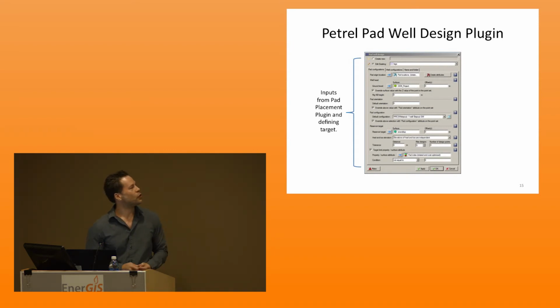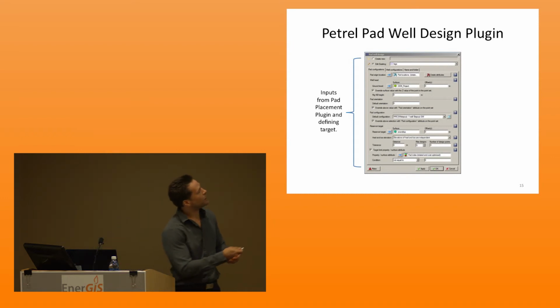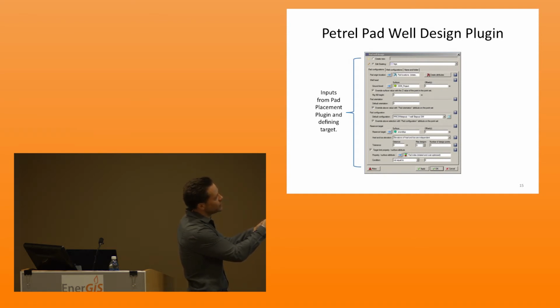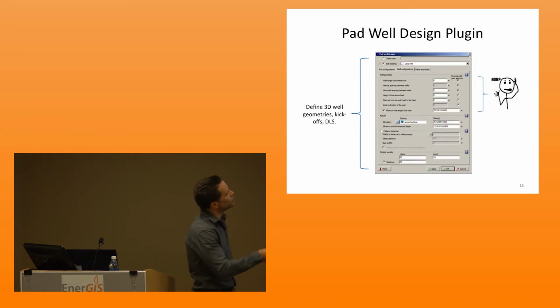Okay, so once that's created, that output is put into the second plugin, which is the well design plugin. On this tab, you take the pad locations that you just created. It's basically just a point file. That's input here. You choose your ground surface layer. You choose your reservoir layer. There are some other options down here, and that is the first tab on the well design plugin.